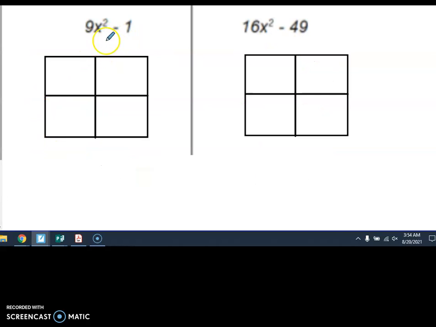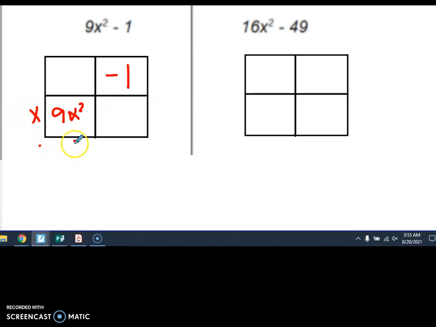Now again, I'm looking for no x term. We have perfect squares in these terms. We have x times x here. This is 3 times 3. This is 1 times 1. So we should be able to break this down similar to the previous 2 problems and get a 0 in the middle. So I have a 9x squared and a minus 1.